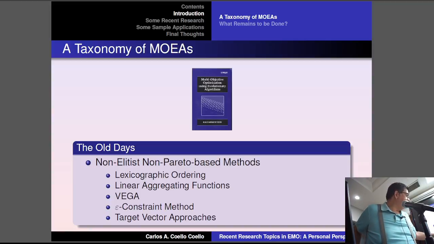And there are many others like the epsilon constraint method, which is a transformation method, and the target vector approaches, which are nonlinear aggregating functions in which we try to minimize differences with respect to target values provided by the user. Target vector approaches have the advantage of being able to generate non-convex portions of a Pareto front, unlike linear aggregating functions. However, in target vector approaches, you need to have the target values, and this may be difficult in some cases.